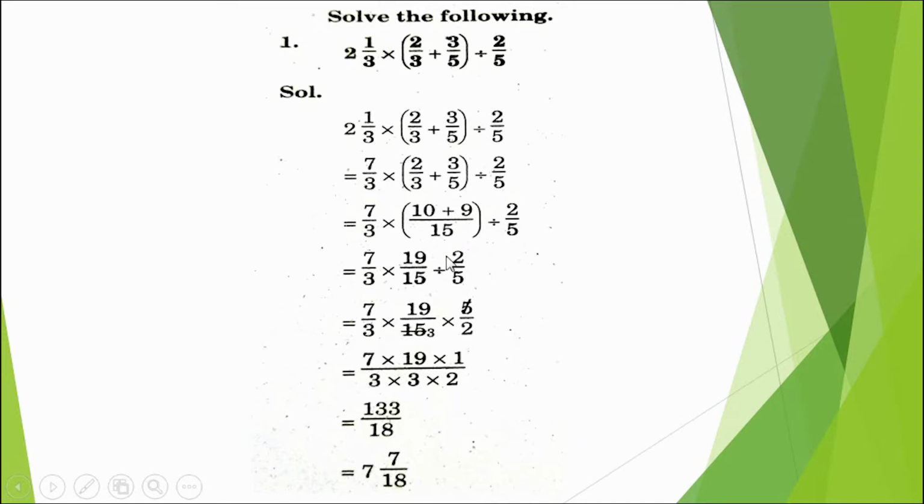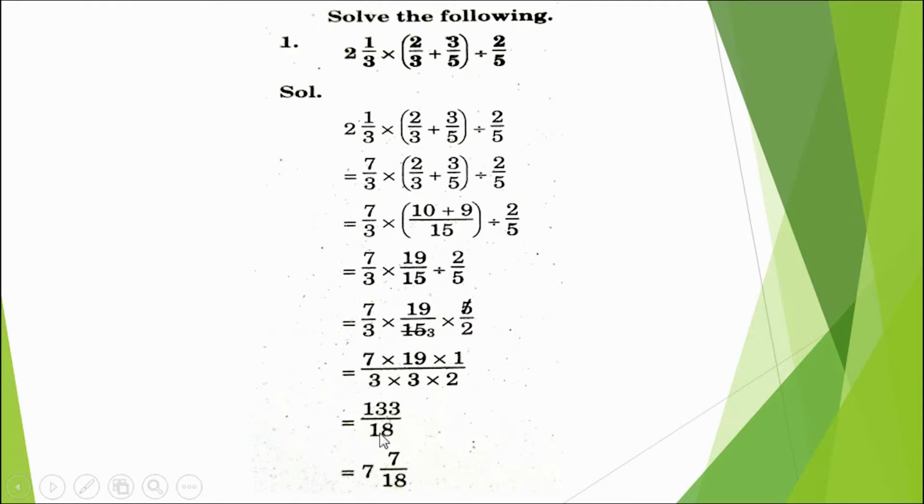3 5s are 15, LCM will be 15. 3 5s are 15, 5 2s are 10, 5 3s are 15, 3 3s are 9. Now these values come as they are. 10 plus 9 is 19 and 15 comes as it is. Now we convert this dividing into multiply. If we convert divide into multiply, the denominator becomes the numerator and the numerator becomes the denominator.